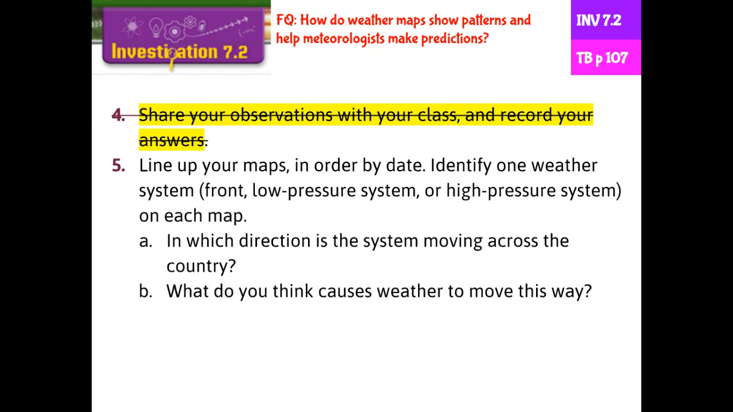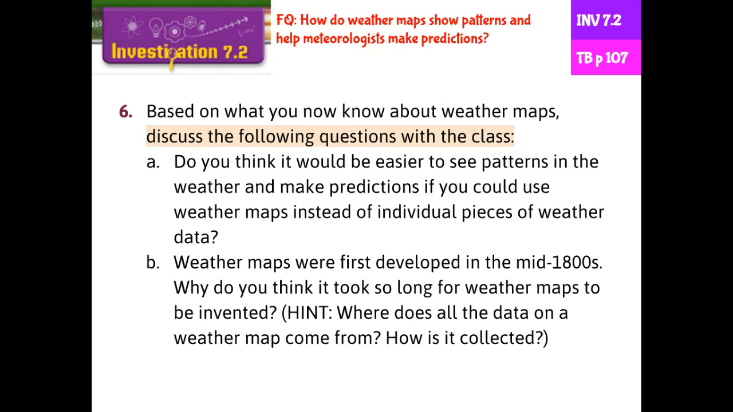So you're going to line up your maps in order. Hopefully they have numbers on them, and you need to figure out which direction the systems are moving across the country and what you think causes weather to move this way. And then based on what you know about weather maps, you're going to discuss the following questions. Do you think it'd be easier to see patterns in weather and make predictions if you could use weather maps instead of individual pieces of weather data?